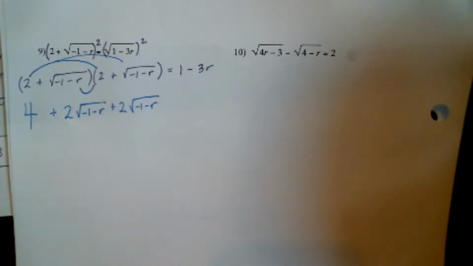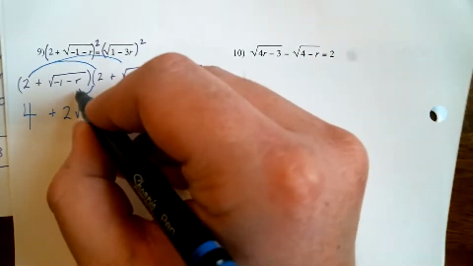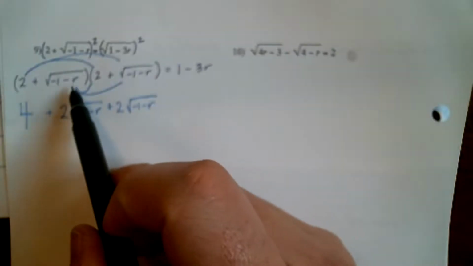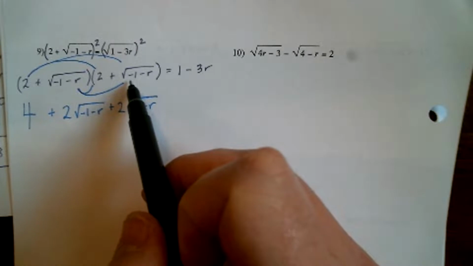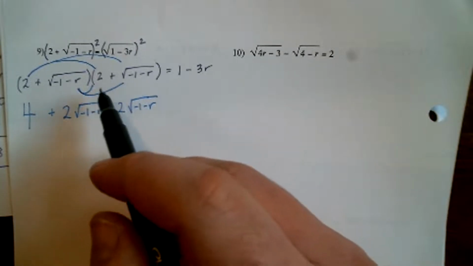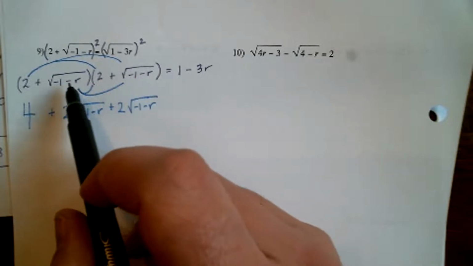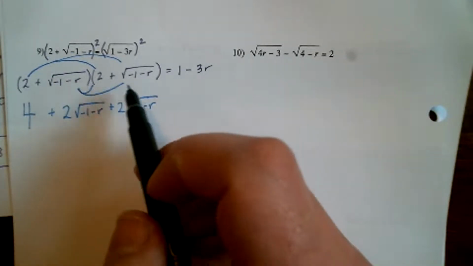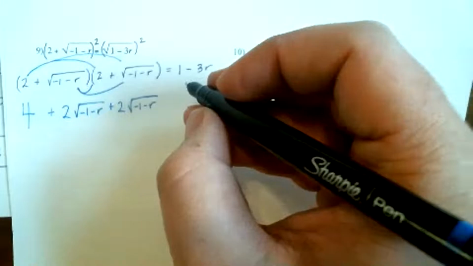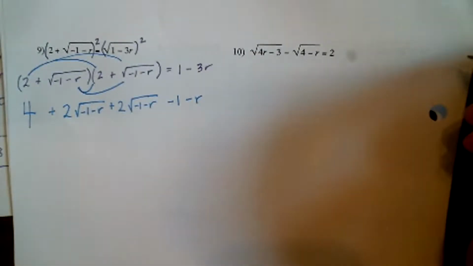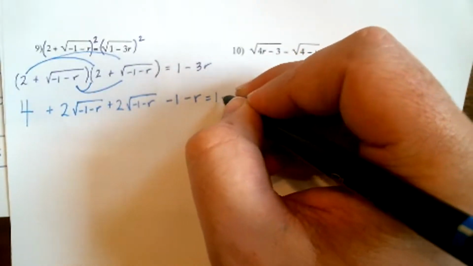And then if we notice what Maddie said here in the chat, when you multiply these two, remember when we had radical 2 times radical 2? The answer is just 2 because 2 times 2 is 4. Same thing here. When you're multiplying radicals that are the same thing underneath, it's just going to be that. So it should just be -1 minus r, and then equals 1 minus 3r.